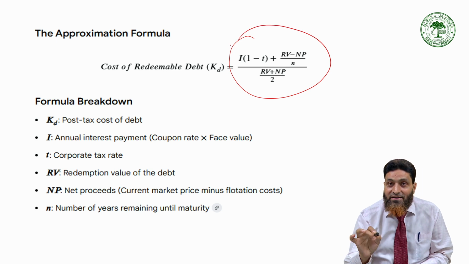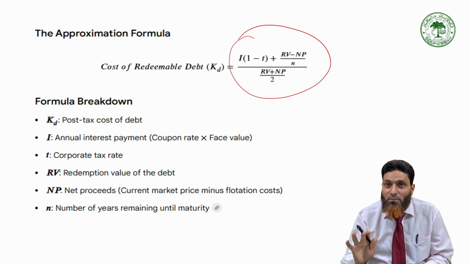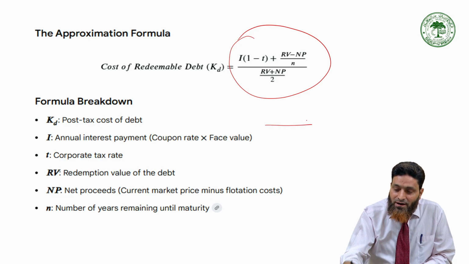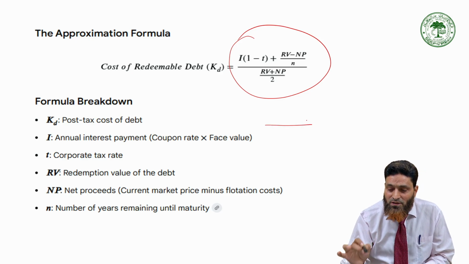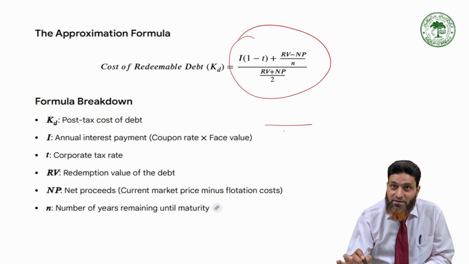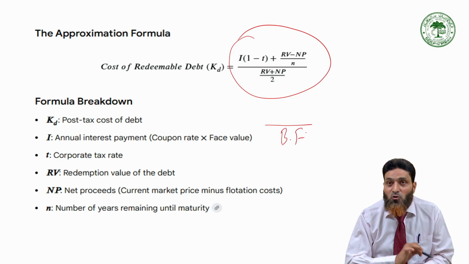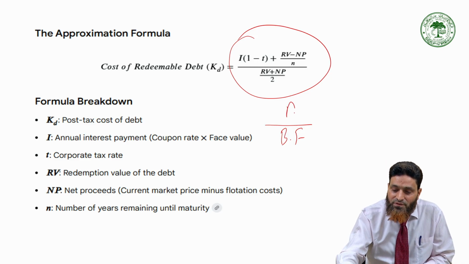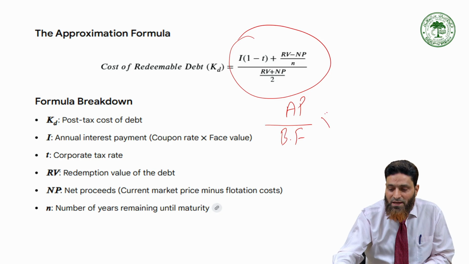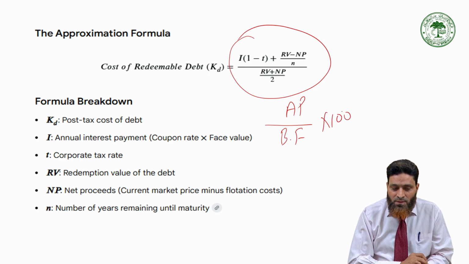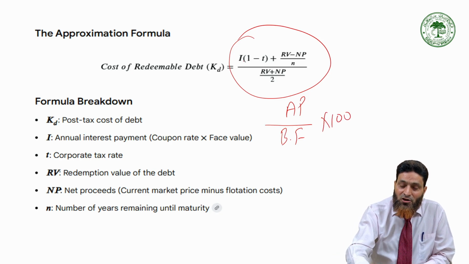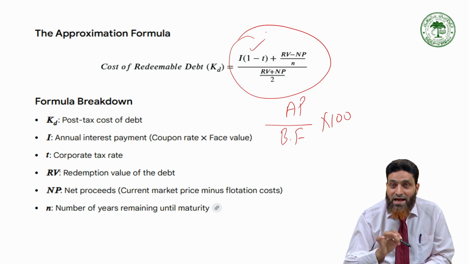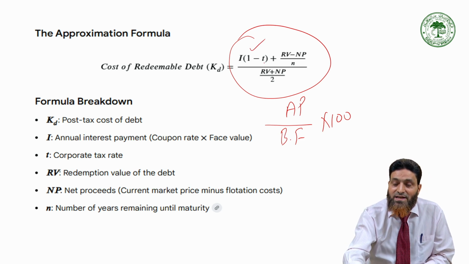Don't be afraid, this formula looks quite complicated. But one thing you have to keep in mind, the formula is derived from a very simple formula: how much amount the company is using, or you can say total borrowed fund, and how much annual amount the company is paying annually, annual payment divided by borrowed fund, multiplied by 100. This is the logic. So in this case, the annual amount may be in the form of interest, and if a tax rate is there, accordingly you will adjust.